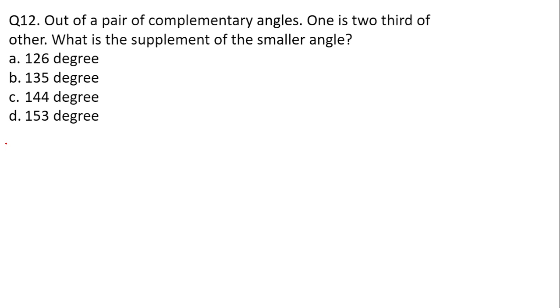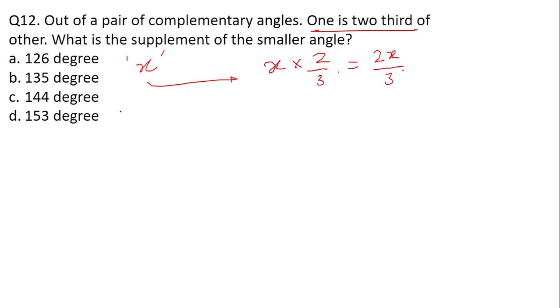They have given here: out of a pair of complementary angles, one is 2/3 of the other angle. What is the supplement of the smaller angle? They have asked us. Let us consider one angle as x and the other angle is 2/3 of x, because it is given in the question that one angle is 2/3 of the other angle. It means x into 2/3, so the other angle is 2x upon 3.